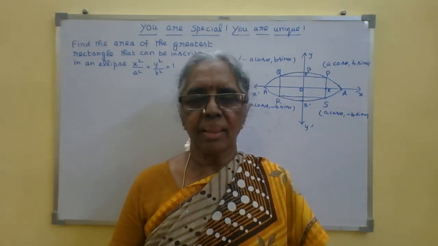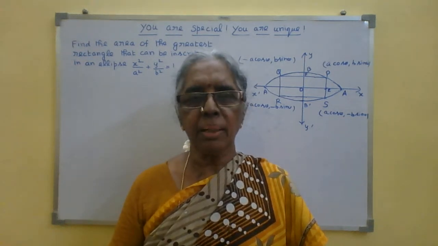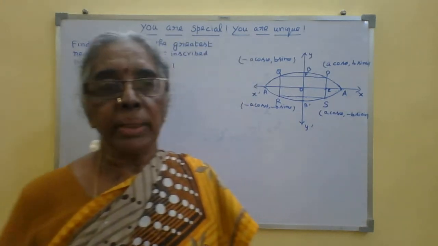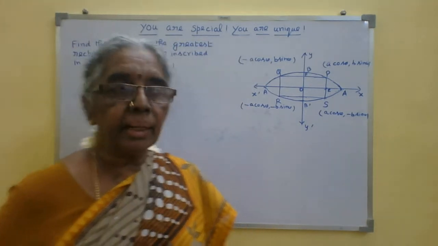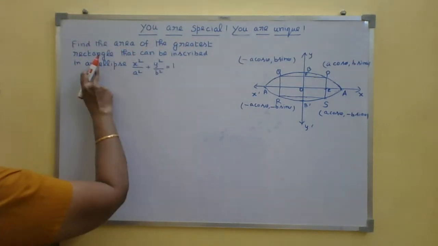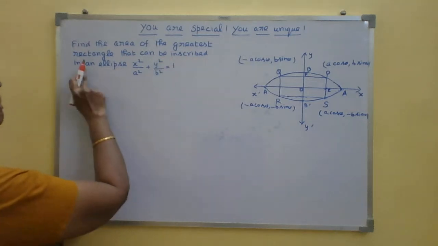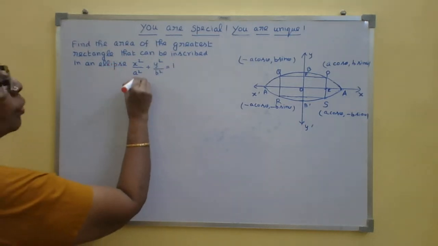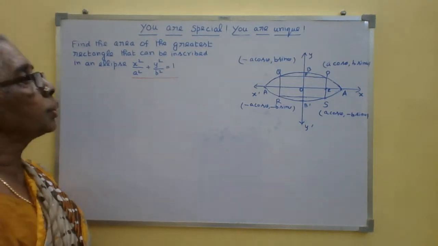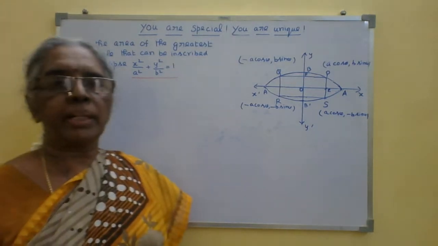Good day everyone. Today let us see in Maxima and Minima one inscribed model sum. We are considering now a rectangle inscribed in an ellipse. Find the area of the greatest rectangle that can be inscribed in an ellipse x squared by a squared plus y squared by b squared is equal to 1.